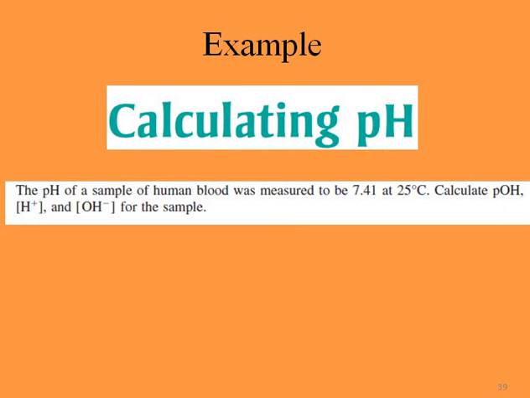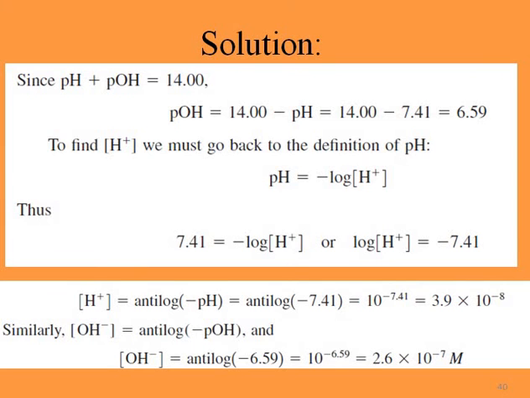Next example, we want to calculate the pH of a sample of human blood. It was measured. It was 7.41 at 25 degrees Celsius. Calculate pOH, proton concentration, and hydroxide concentration of this sample. So we can say pH plus pOH always equals 14 at 25 degrees. Since pH is 7.41, pOH will be 14 minus 7.41, which is 6.59. And then based on that, we can find the concentration of proton and concentration of hydroxide.